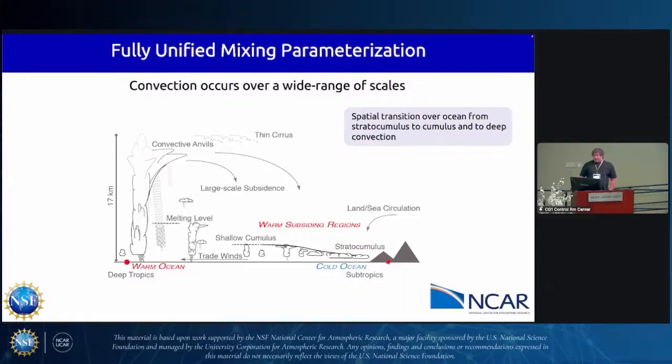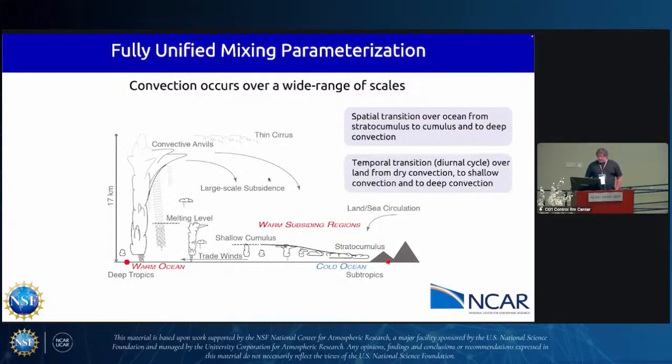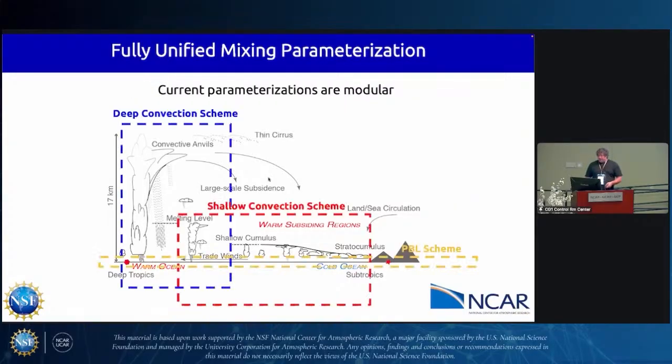And so we seek to try to parameterize these transitions of different convective regimes in some unified way. There's also the temporal transitions in convection over land. This is the diurnal cycle problem that a lot of GCMs struggle with, where the convection sort of shoots off too early in the day. And so we seek to improve that aspect. And in particular, current GCMs usually parameterize these different convective regimes using different schemes.